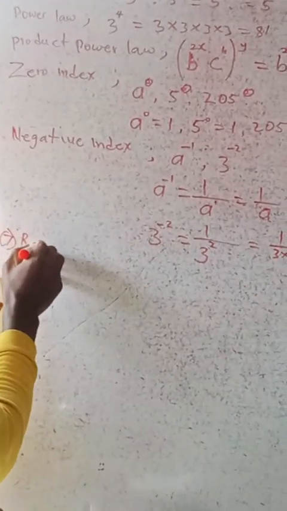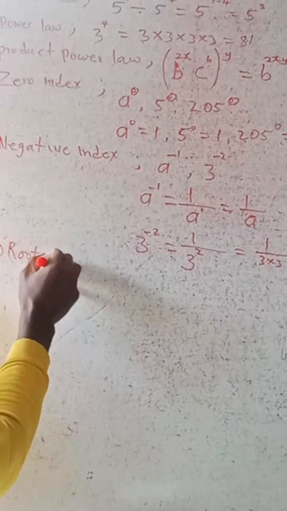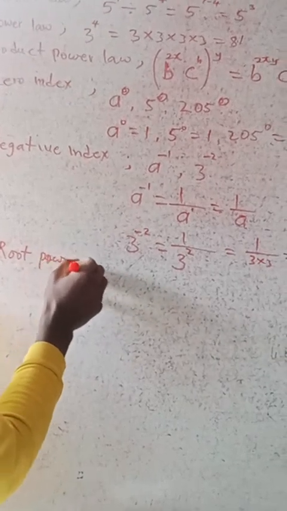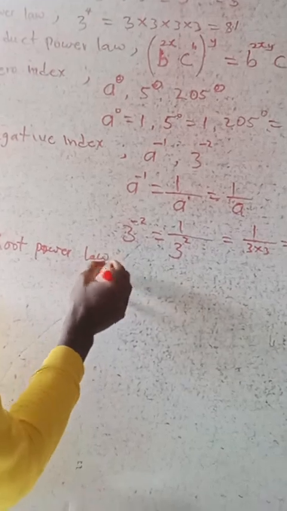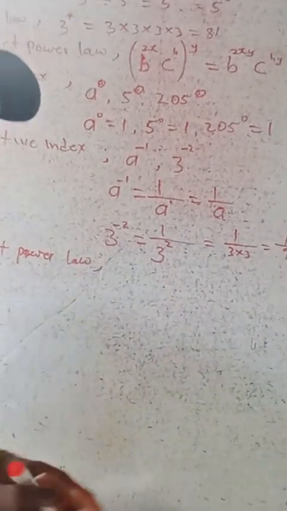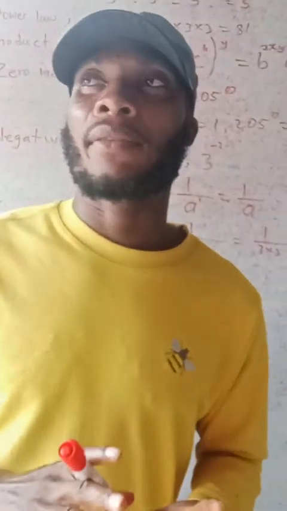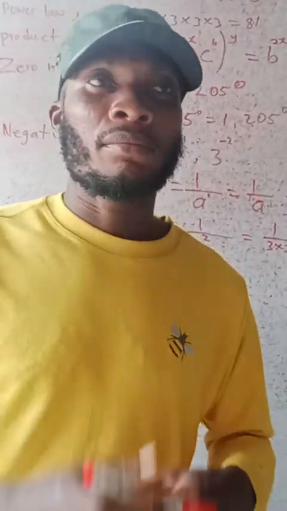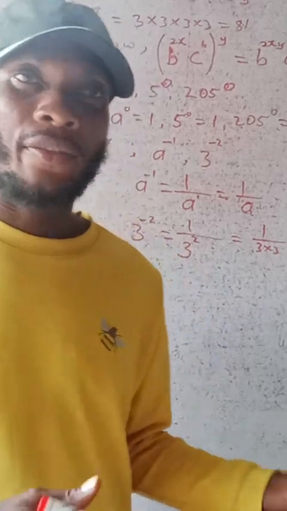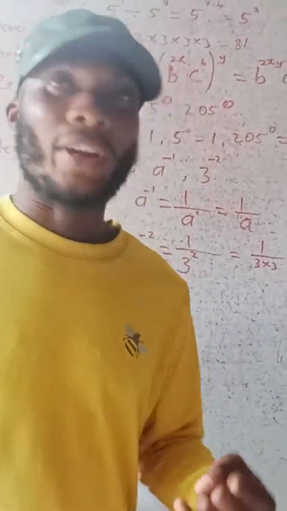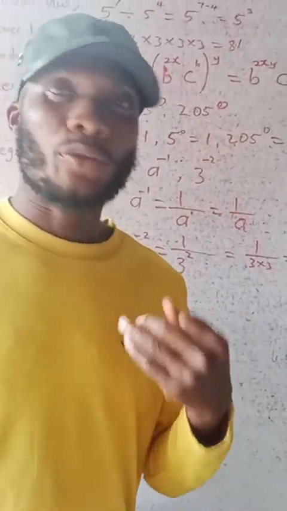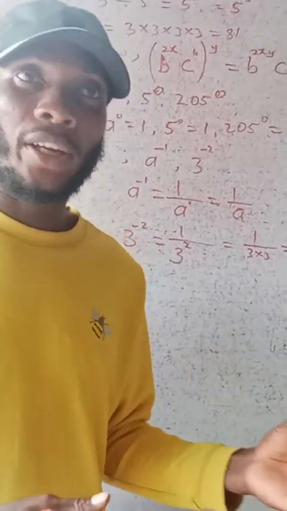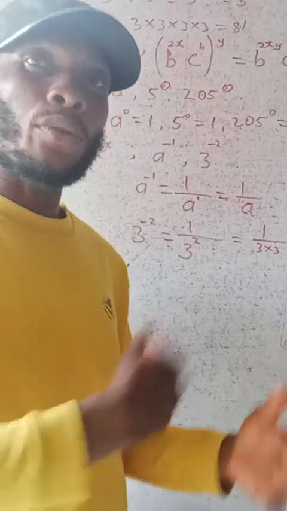We say root power law. Root power law is talking about the roots we have. We know we have square root, third root, fourth root, fifth root, and so on. So it's talking about the roots.